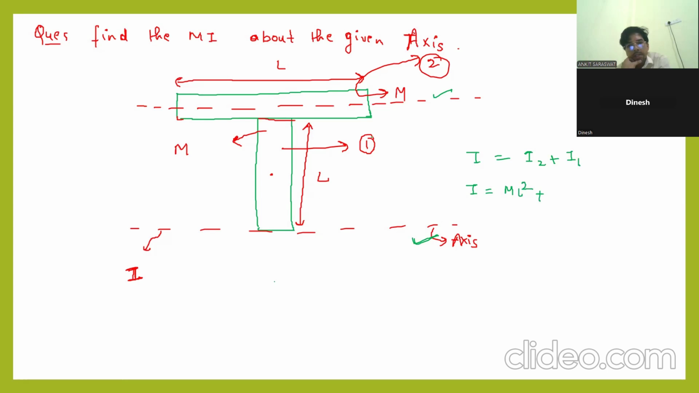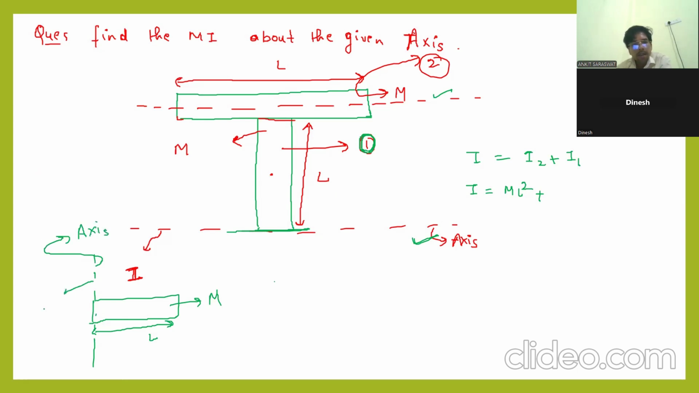Due to this rod, this axis is at one of the ends. If you know, for a rod, if the axis is passing through one of the ends, if mass is m and length is L, like this, then the moment of inertia is ml square by 3. Do you remember this?